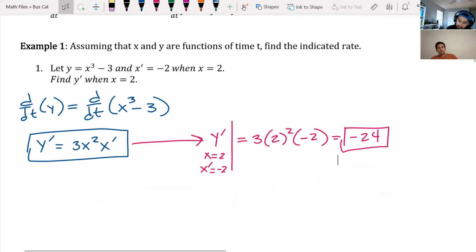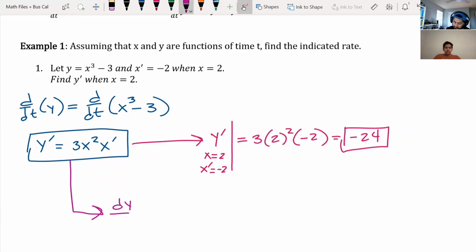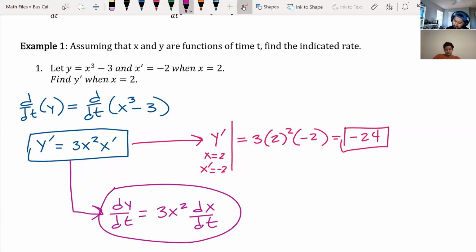Okay. I guess a quick note on if you were to type this in MyMathLab, let's say it didn't take the primes, then the way you would type your answer is dy over dt equal to 3x squared times dx over dt. So this could be the possible MyMathLab answer. Again, I just stray away from the notation because I think x prime and y prime just look a little cleaner. But just know that they mean the same.